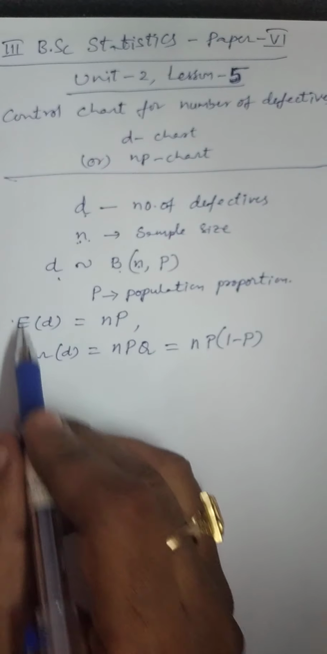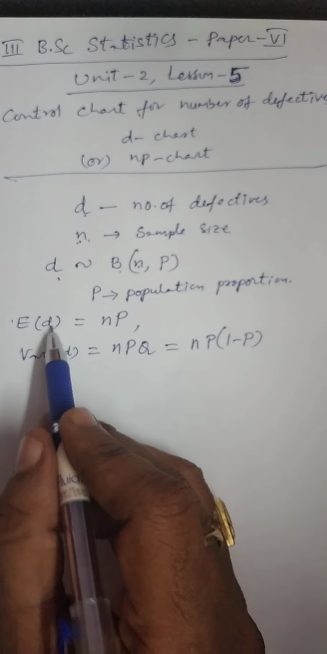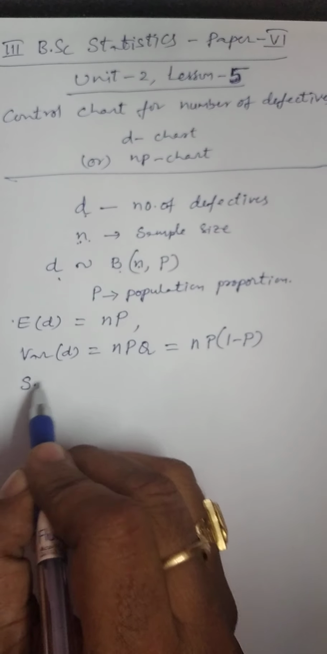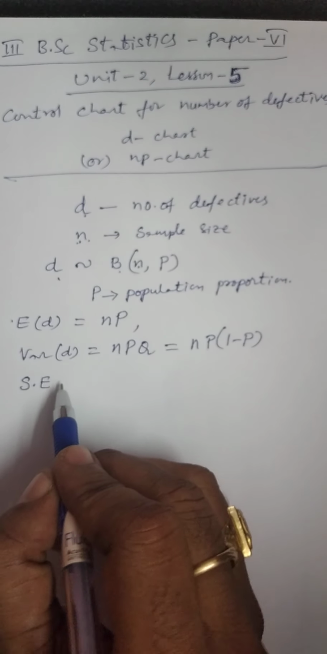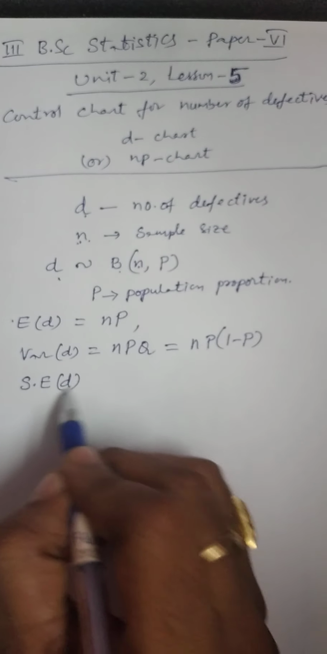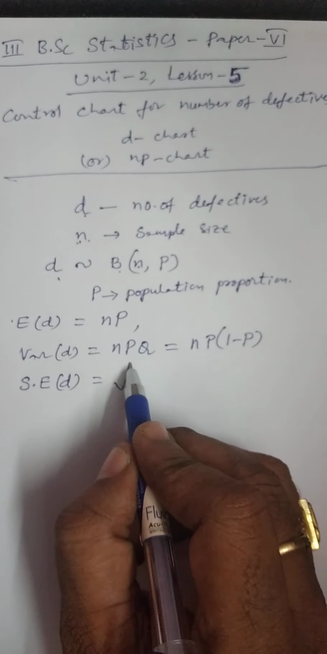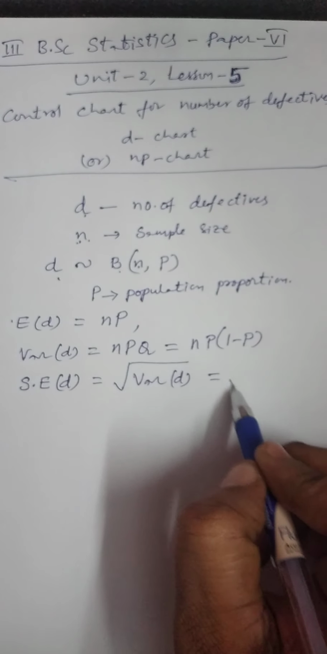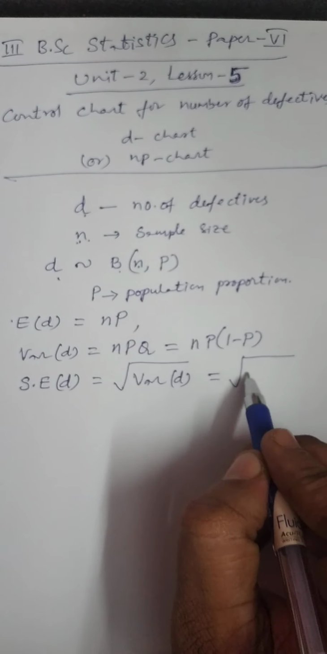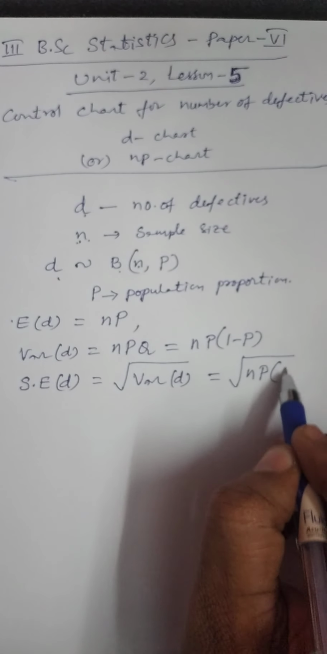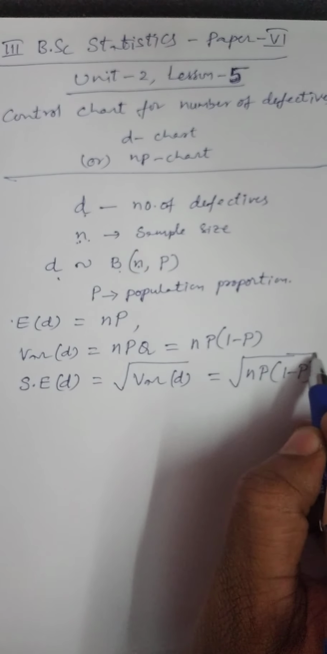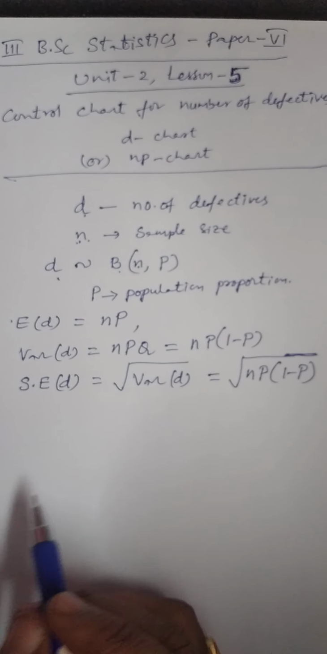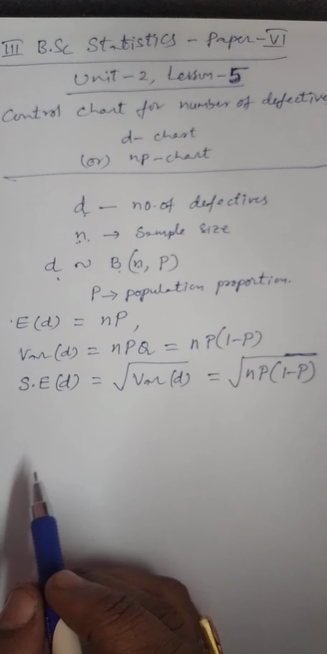So these are the two values, expectation of D and variance of D, for which you have to calculate one more value to calculate 3 sigma limits. Standard error of D, which is standard deviation, square root of variance of D, is going to be calculated by square root of n into capital P into 1 minus capital P. So this is standard error of D, right?